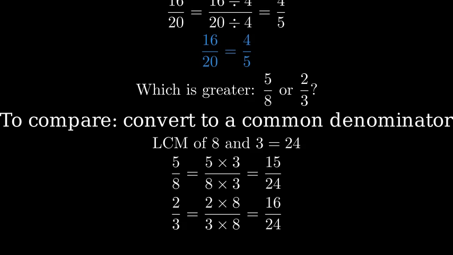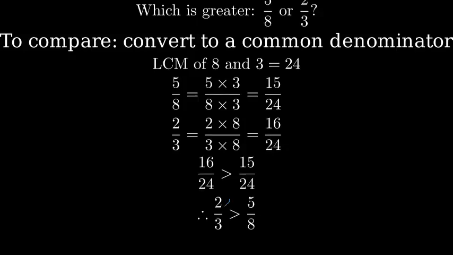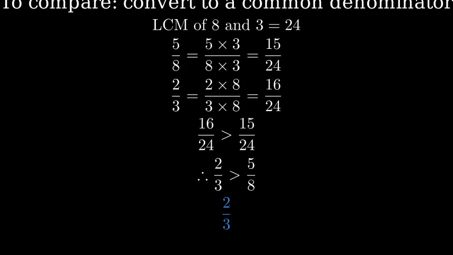Converting 2/3. 2 times 8 equals 16 over 3 times 8 equals 24. So 2/3 equals 16/24. Now we can compare. 16/24 is greater than 15/24, so 2/3 is greater than 5/8.